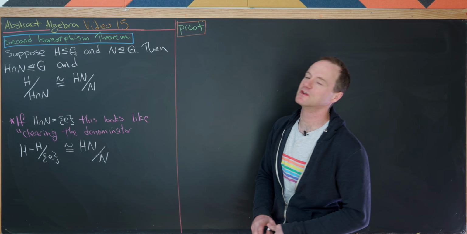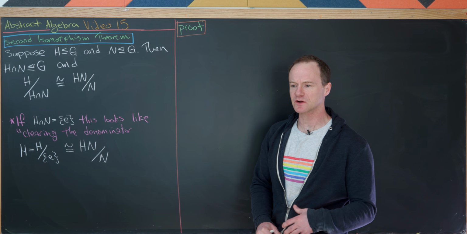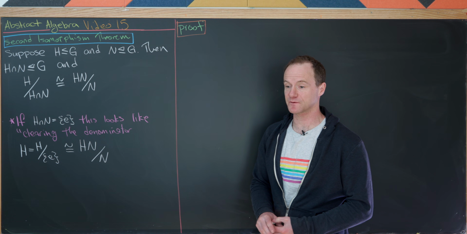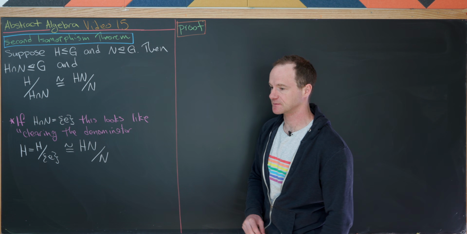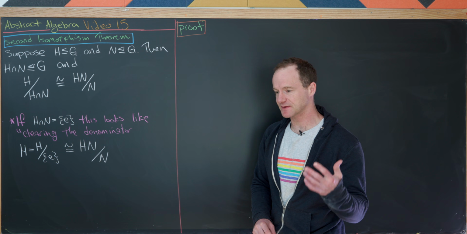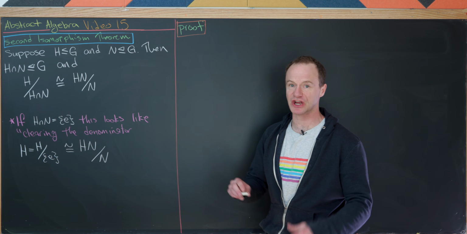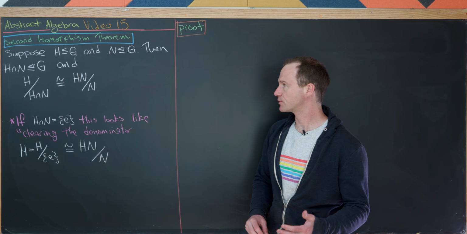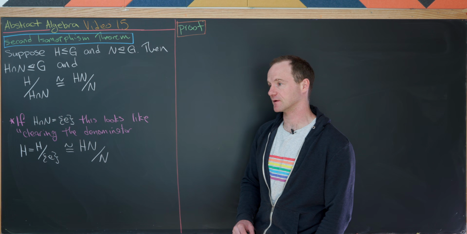Welcome to our 15th video in our series on abstract algebra. In the previous video, we looked at something called the first isomorphism theorem, and we also looked at a lot of really nice examples. And now we're going to look at some applications of the first isomorphism theorem to more general setups. And this will produce the second, third, and fourth isomorphism theorem.